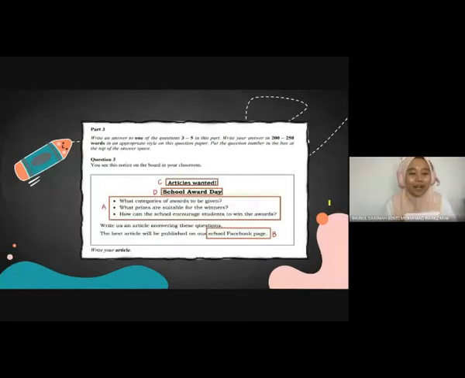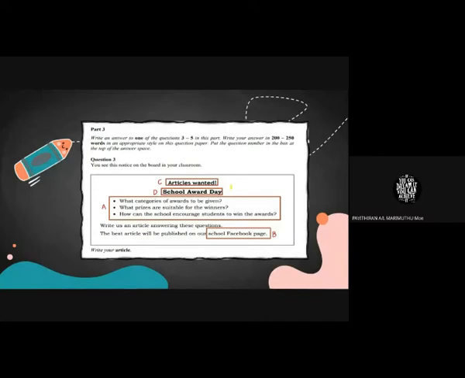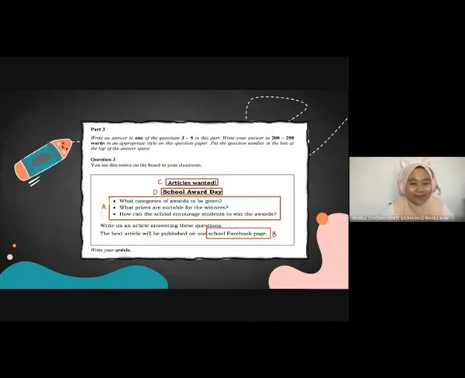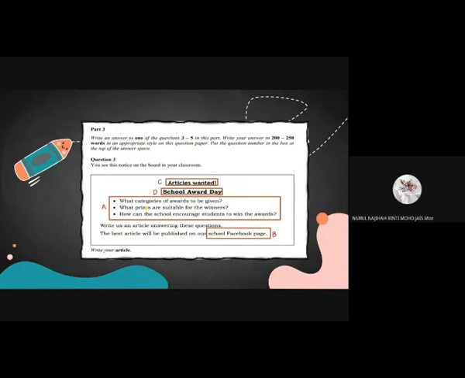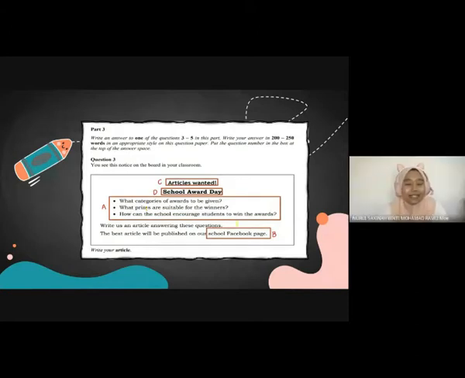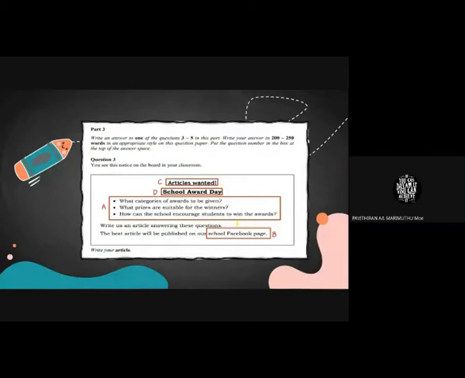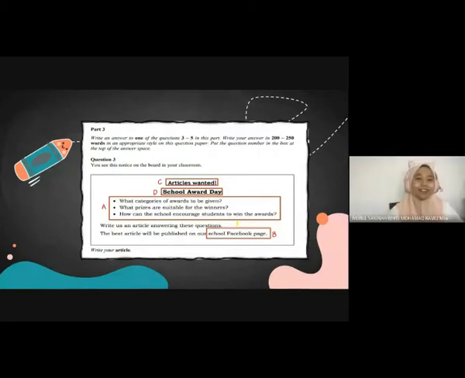Next, I jumbled up the alphabets here. See whether you can remember. So C, what is C? Articles wanted, C. Genre. Okay, good, genre. Okay, what is A here, A? What can you do? Content. Yes, content. B, school Facebook page. Target audience. Yes, target audience. And lastly, D, school award day. Topic. Okay, topic. Good. All right. So now you are familiar with the question.